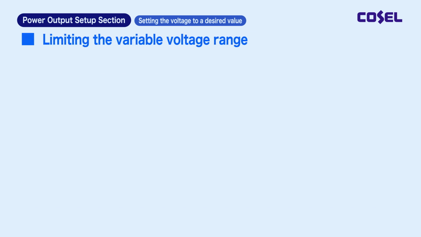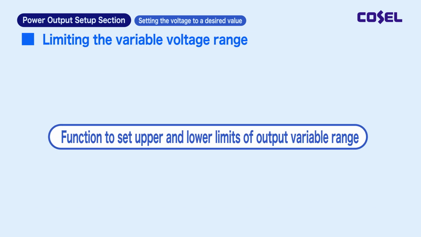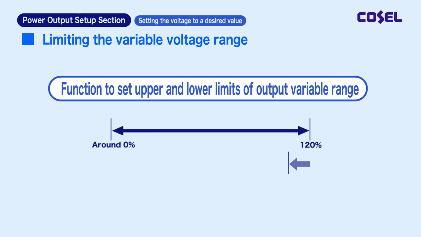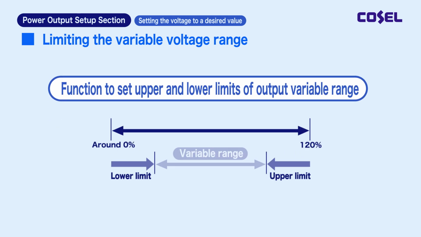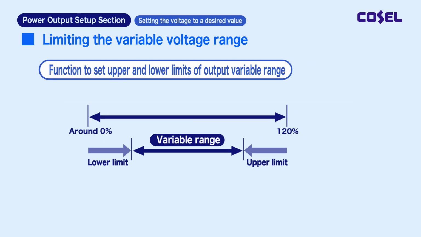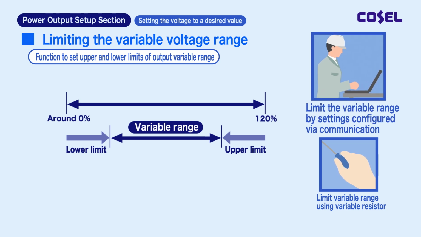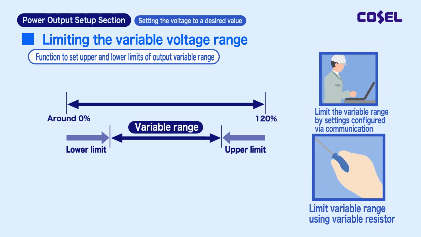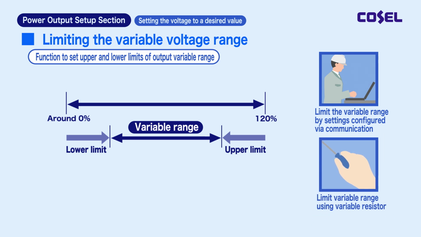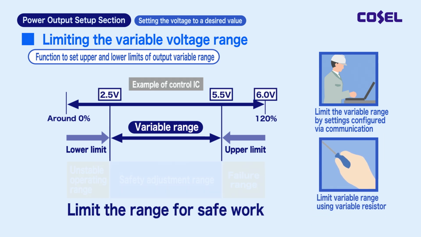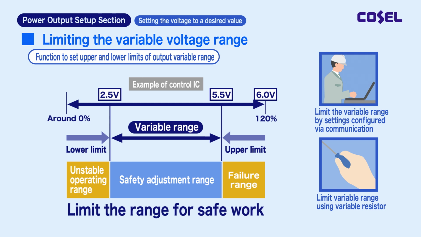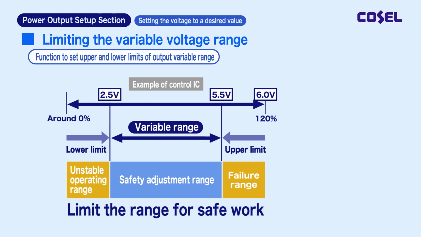Here is one more function related to output voltage. A function is available to limit the upper and lower limits of the variable range. The limitation can limit not only the voltage variation by communication, but also by variable resistor. Use this function when you want to limit the variable range, for example, when increasing the variable range by 5% or more from the rated voltage would damage the device.